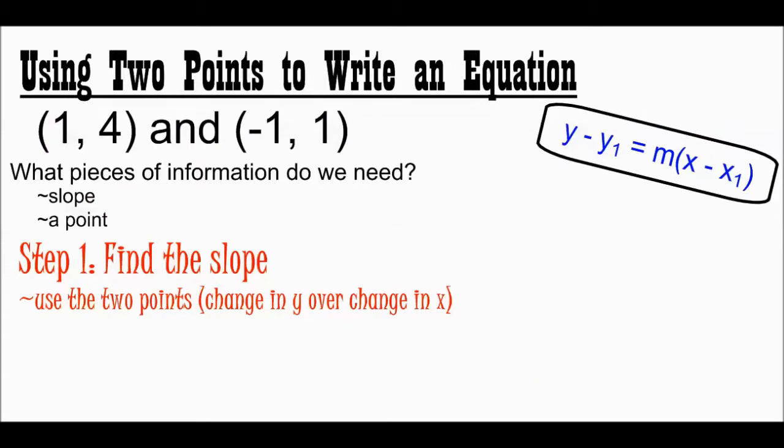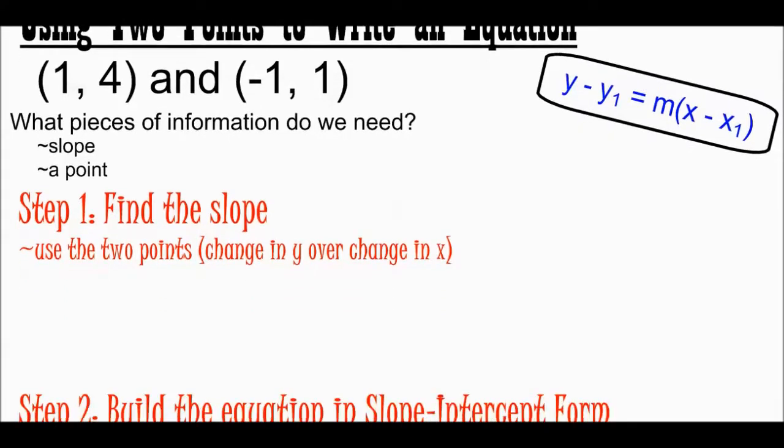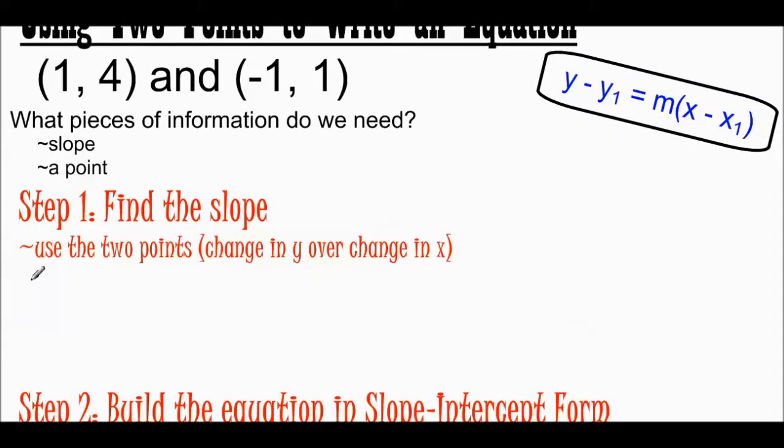Okay, then using 2 points to write an equation. Same question we're asking ourselves: what pieces of information do we need? Since it's point-slope form, I need the slope and I need a point. I have a couple of points up there, so I can just choose either of those. It's not going to be a magical point that I choose. Either one of those, that equation will still give the graph of that line. So first is finding the slope. Use the 2 points, change in y over change in x.